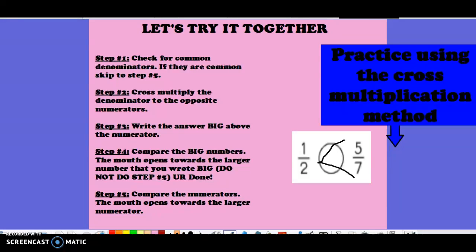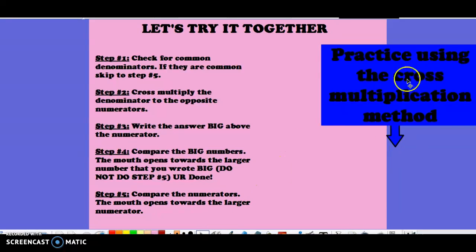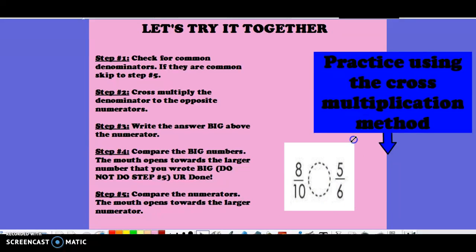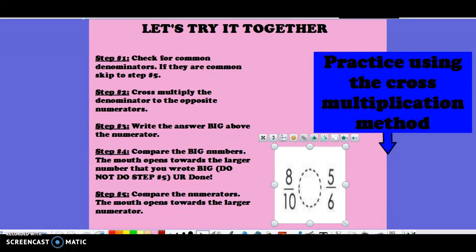Let's take a look at one more example on this page. Let me clear this off, get rid of 1/2 and 5/7, and pull down 8/10 and 5/6. Again, following these steps, I'm able to use cross multiplication as a strategy to solve this problem. I take the number down below, the denominator, and cross multiply it with the opposite numerator. 10 times 5 is 50. I place my answer above that fraction. You know exactly where to place it based on where your arrows are going.